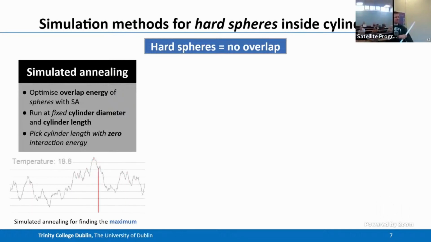Yeah, so I start off with a cylinder with a fixed diameter, and I keep a very short length to begin with, with n number of spheres. Then I run the simulated annealing and see how low I can get the energy to be. Then I lengthen the cylinder slightly, run it all again, and see how low I can get the energy, and keep lengthening until the energy just drops to zero. That is pretty much a situation where the spheres are just touching each other or just slightly overlapping. That's my hard sphere limit, basically.